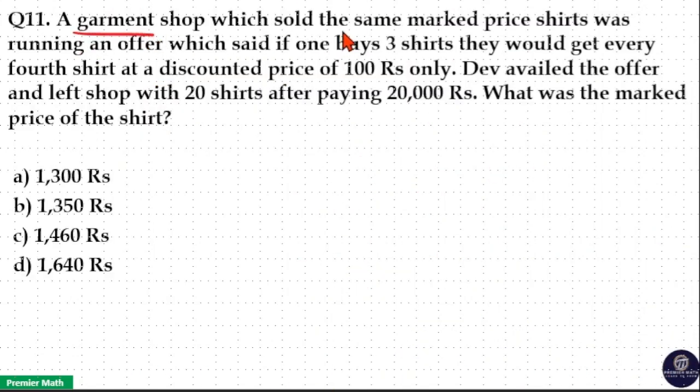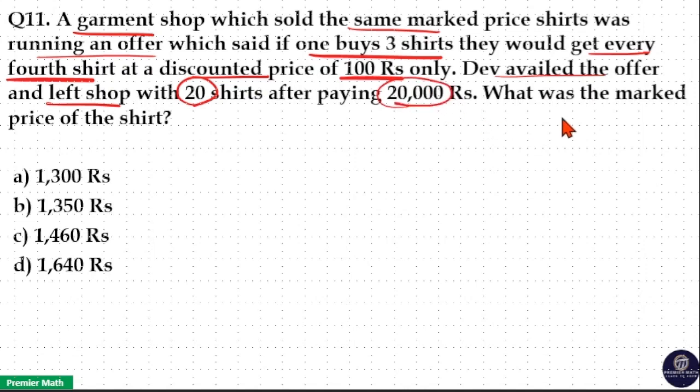A garment shop which sold the same marked price shirt was running an offer which said if one buys 3 shirts, they would get every 4th shirt at a discounted price of rupees 100 only. They availed the offer and left the shop with 20 shirts after paying 20,000 rupees. What was the marked price of the shirt? Here, this is the same marked price.